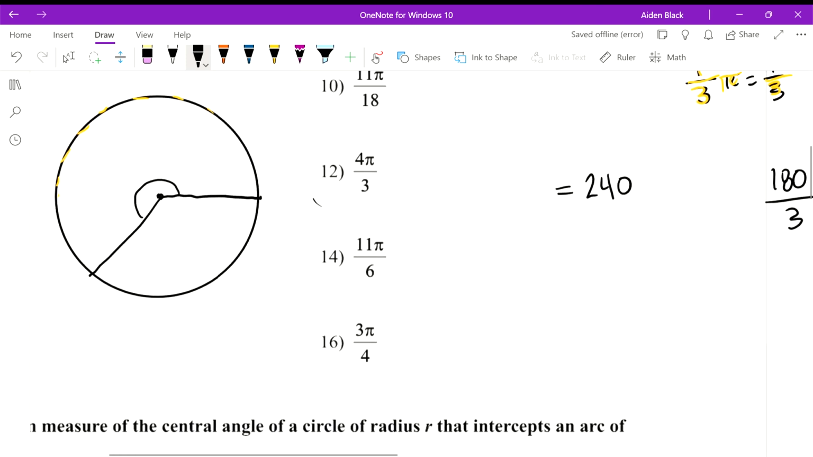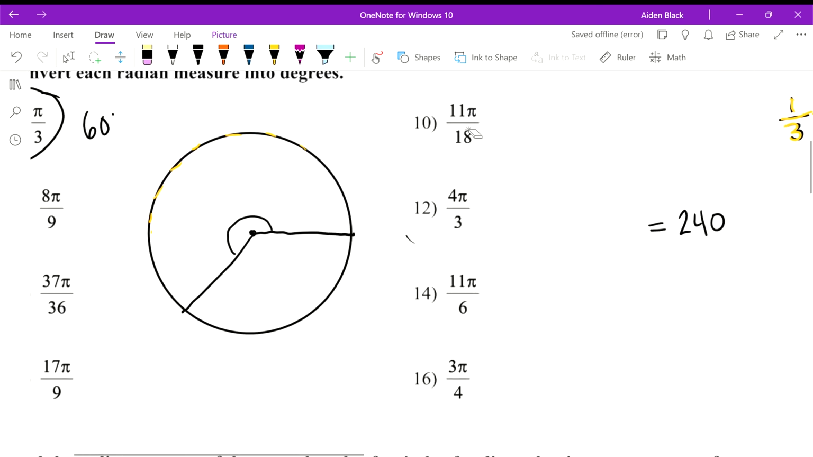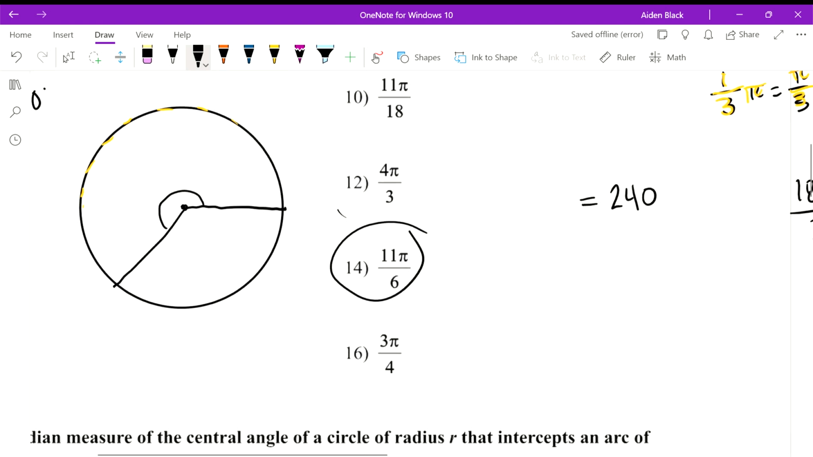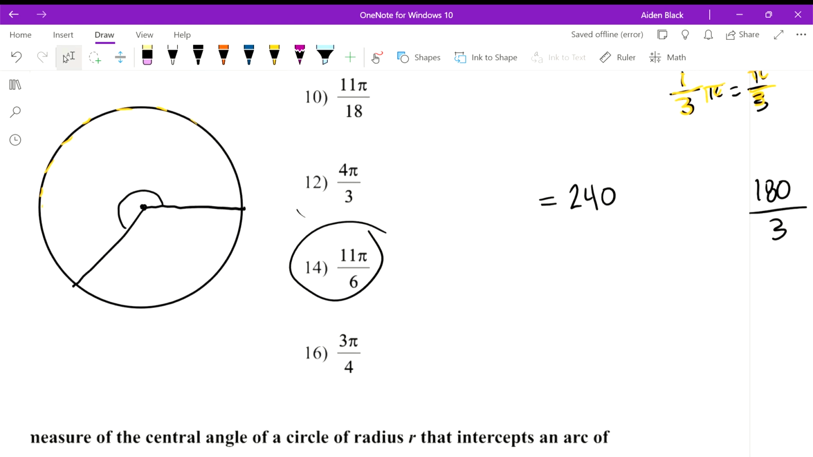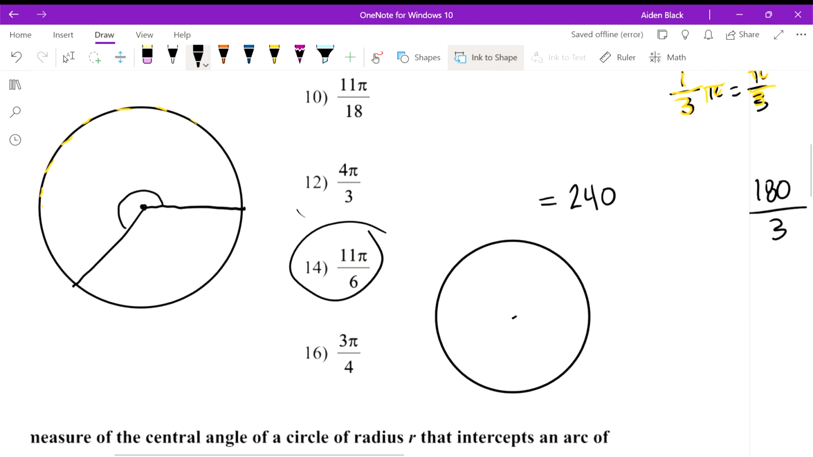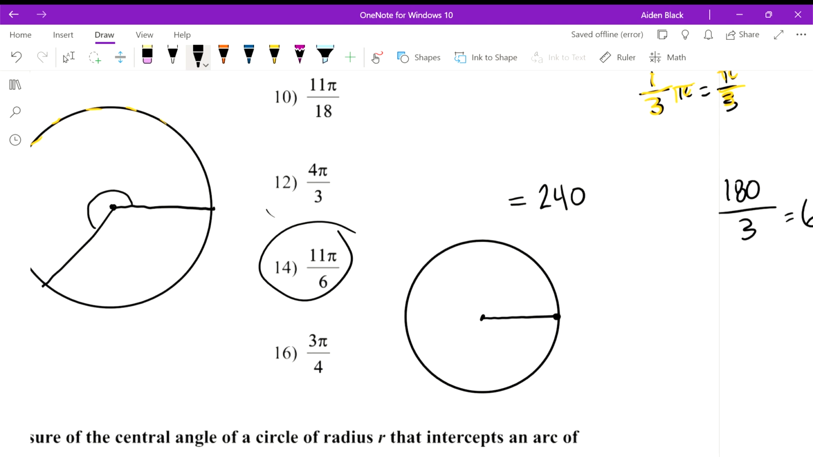Now let's look at this one right here. 11 pi sixths. I want you to think for a moment. Here's a circle. If this is where you start your angle at right here, where do you think the angle is going to end? Does it go right here? Does it go right here? Does it go right here? Where's it ending up? I want you to think about it for a moment. 11 pi sixths.